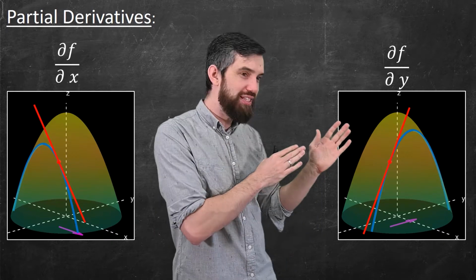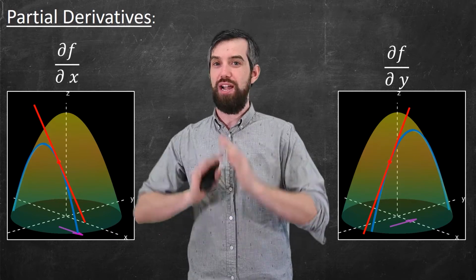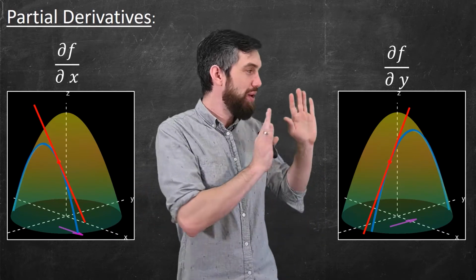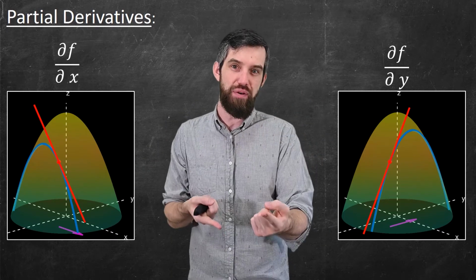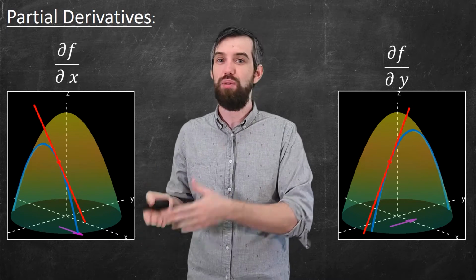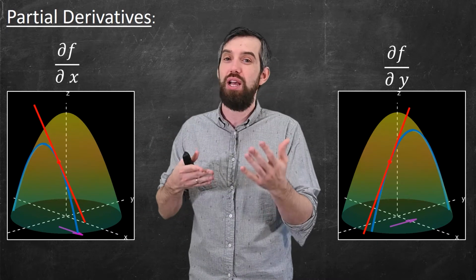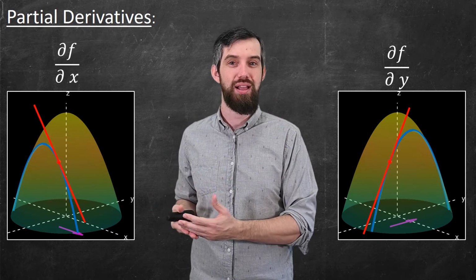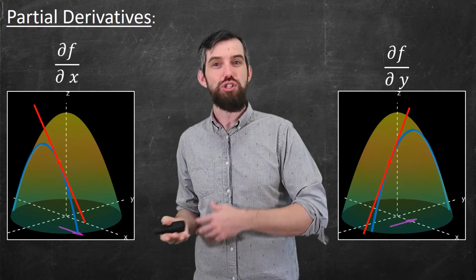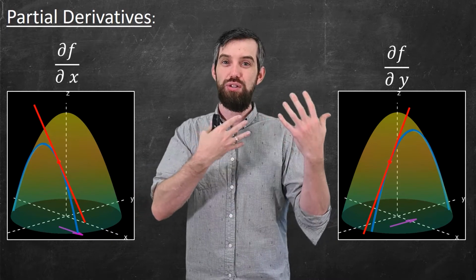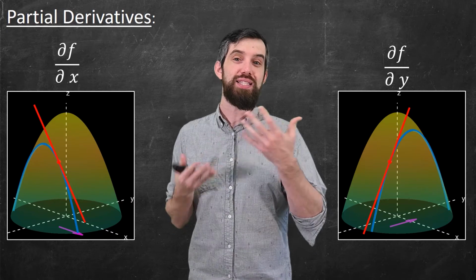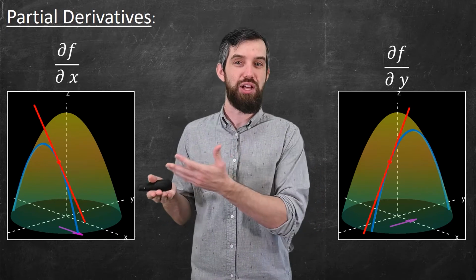Or on the other side, if I say, look, I'm only allowed to walk in the y direction, that my x is fixed, this gives you a different curve, and you can take that derivative in the single variable sense and say, well, the slope in that y direction, that's the partial derivative with respect to y. So we're going to build out this idea of partial derivatives that are going to have a very large overlap with the single variable derivatives that we saw back in Calculus 1.